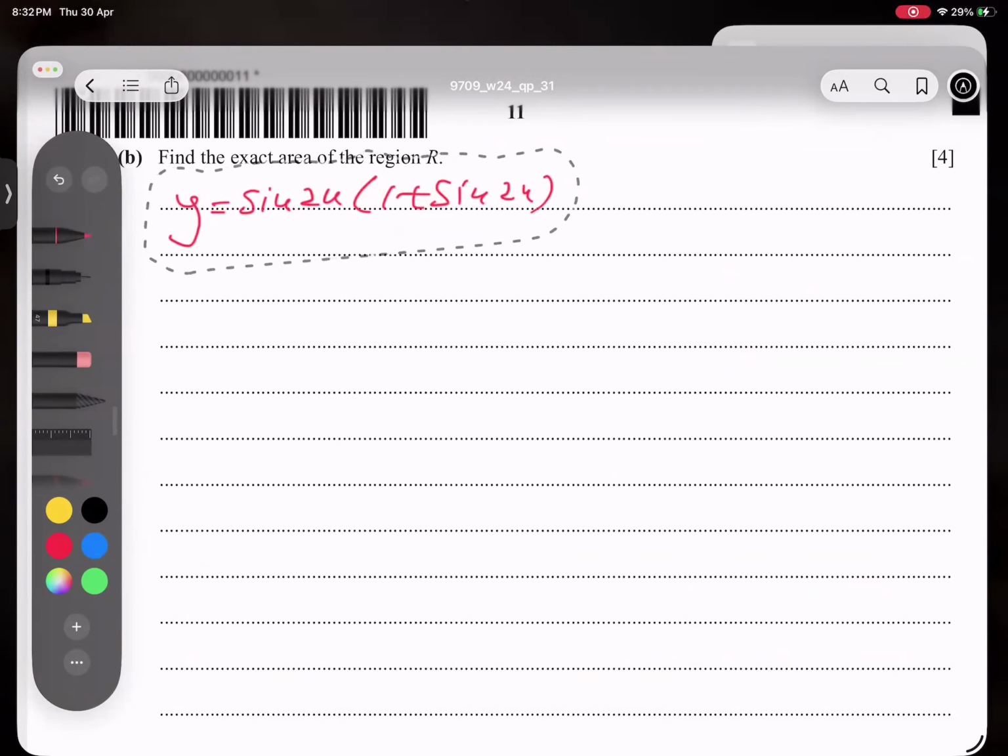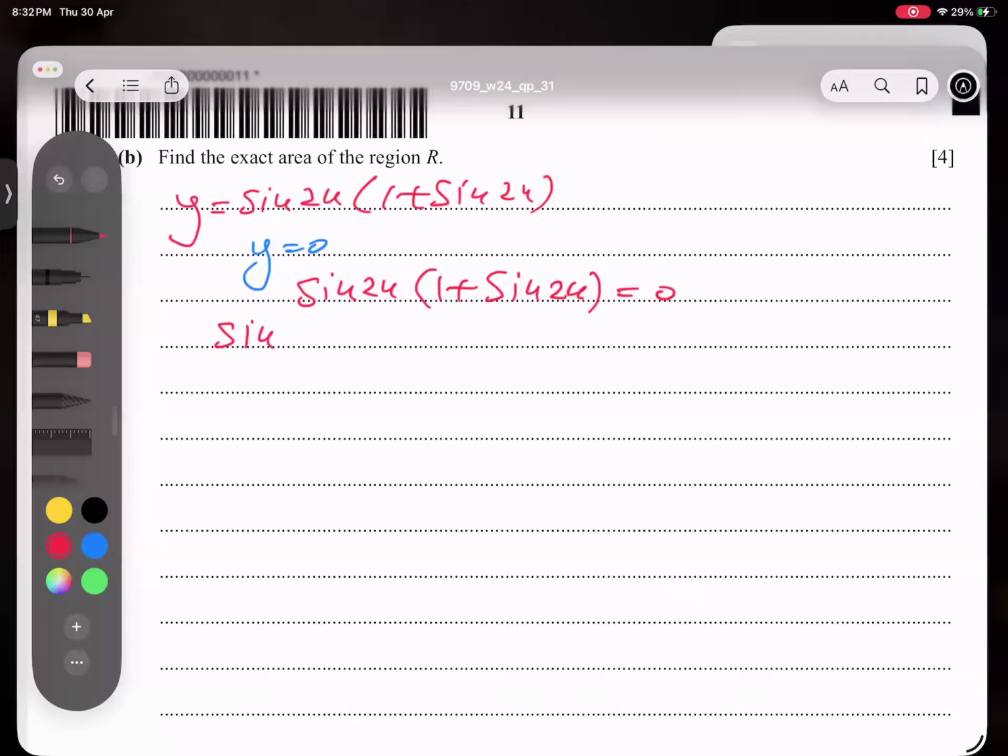So let's start, students. First of all, I put y equals 0. When I put y equals 0, I get sine double x into 1 plus sine double x is equal to 0. Either the first sine double x is 0 or this is 0. Now students, we will check the possible values. Sine 0 is where, students? You know it very well. Sine is 0 at 0 and pi. And sine negative 1 is where, students?